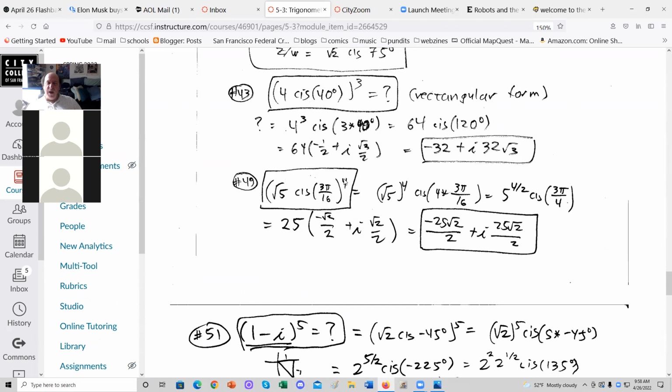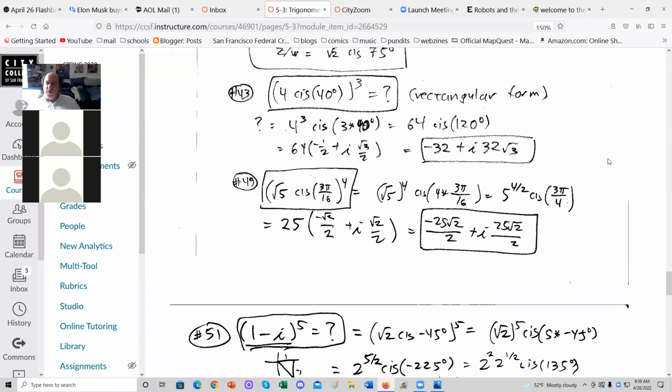You have a fourth power of root 5 cis 3 pi over 16. So the fourth power of root 5 is root 5 to the fourth. The fourth power of cis 3 pi over 16 is cis of 4 times 3 pi over 16. A square root is a half power, to a fourth power gives you a 4 halves power of 5. 4 times 3 pi over 16 is 3 pi over 4. 5 to the 4 halves is 5 squared, or 25.